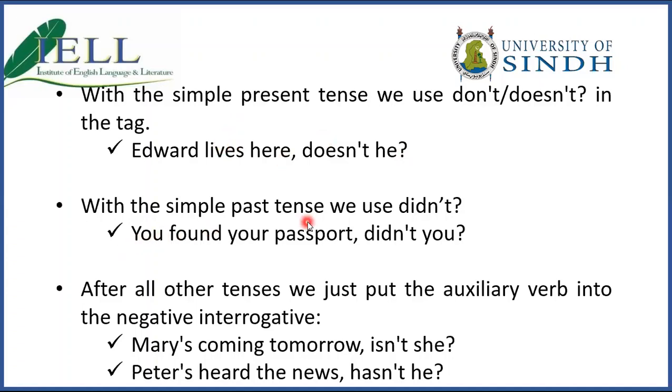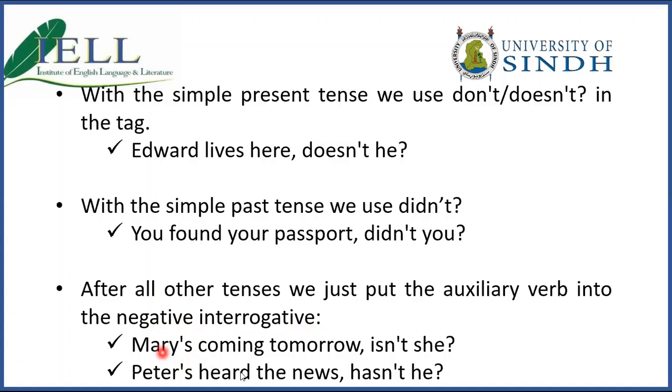With the simple past tense, we use didn't. Okay, so we know for simple past we use did. So here in the tag didn't would go. You found your passport, didn't you? But if it was present simple, here we would use the word does. But since it's past simple, we are going for didn't. After all other tenses, we just put the auxiliary verb into the negative interrogative.